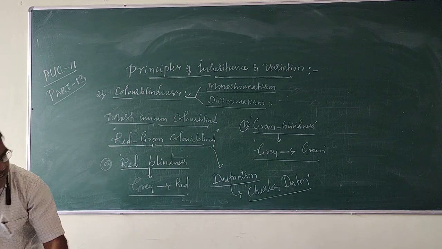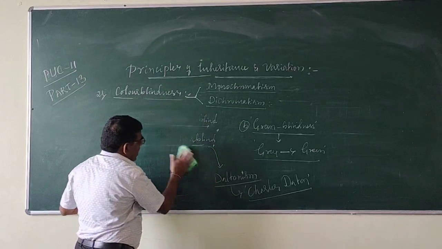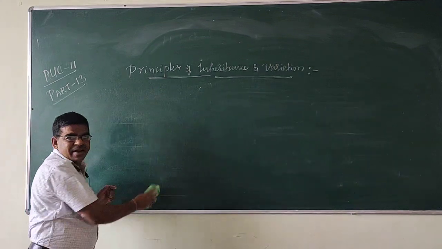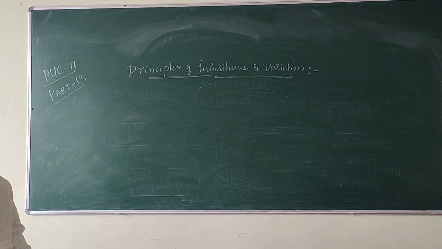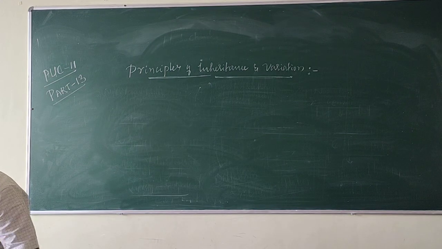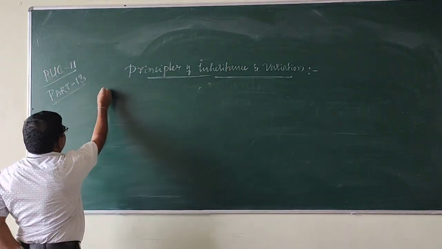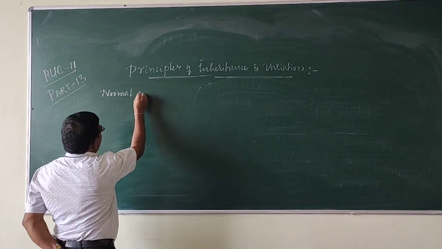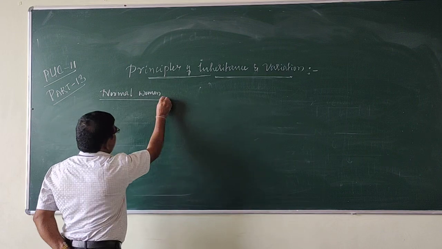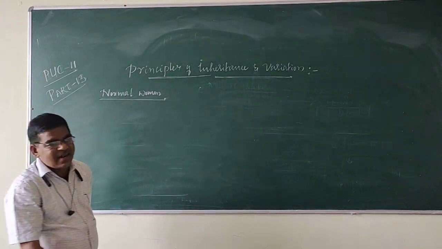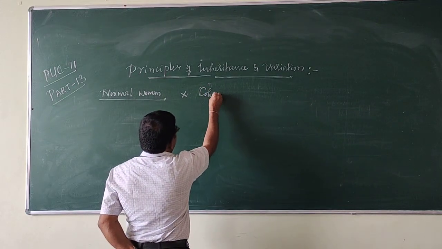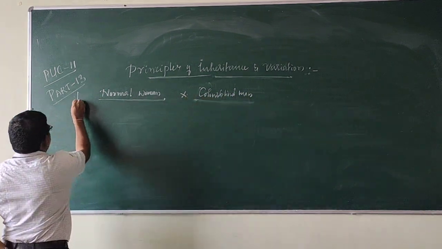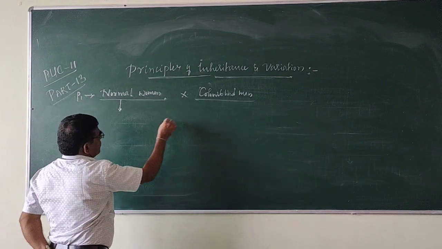Next, the pattern of inheritance of color blind. See, this is a normal human schematic representation of the pattern of inheritance of color blind. A normal woman marries a color blind man. This is the P1, the parental generation.